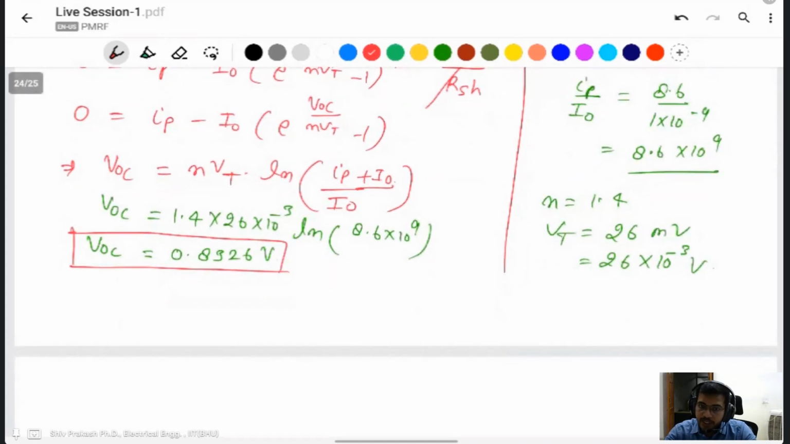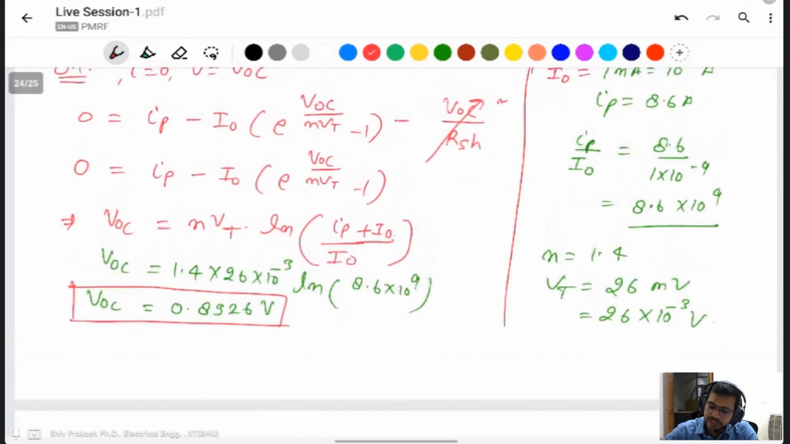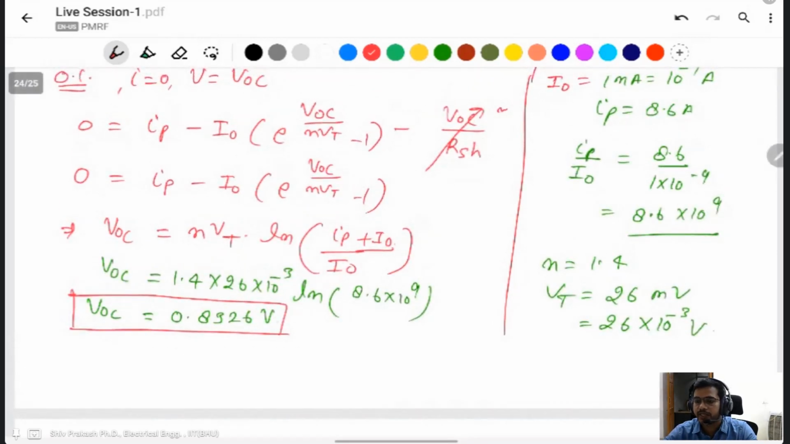It comes to less than 1 volt. That's why I neglect this term, VOC divided by RSH. RSH is very high with respect to this.